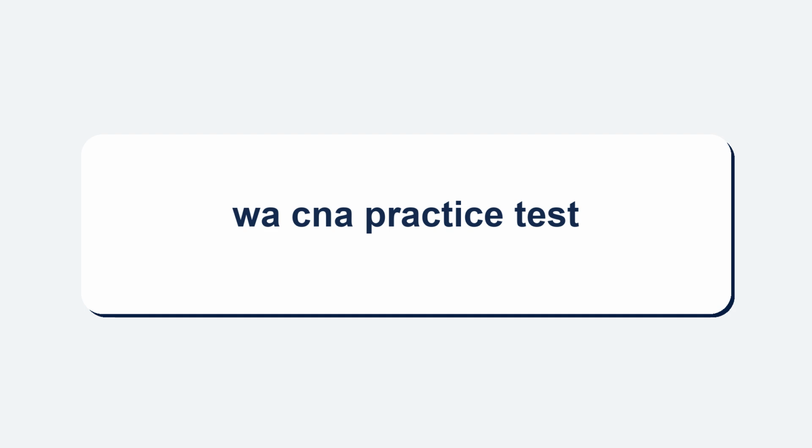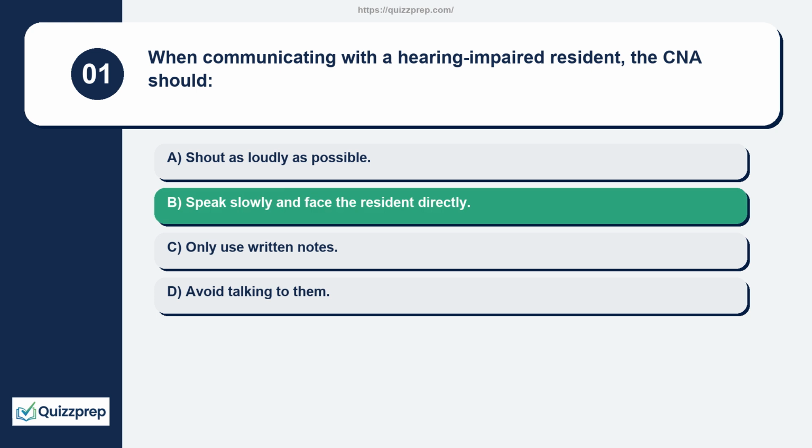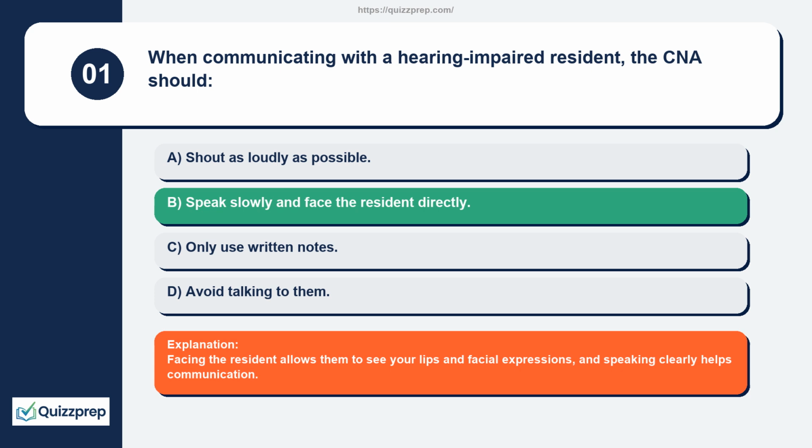WA CNA practice test. Question 1. When communicating with a hearing-impaired resident, the CNA should: shout as loudly as possible; speak slowly and face the resident directly; only use written notes; avoid talking to them. Facing the resident allows them to see your lips and facial expressions, and speaking clearly helps communication.